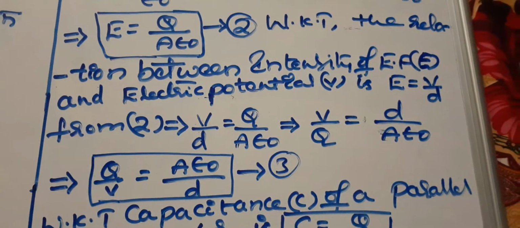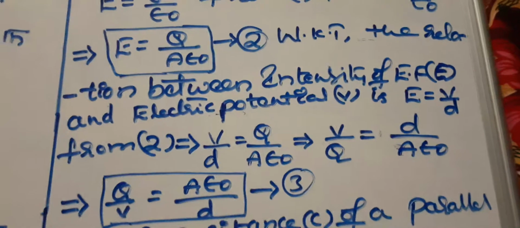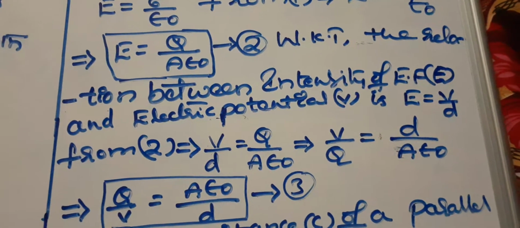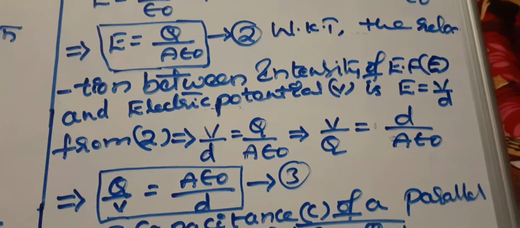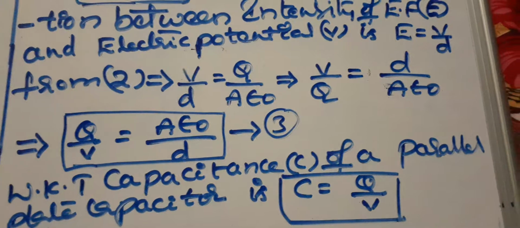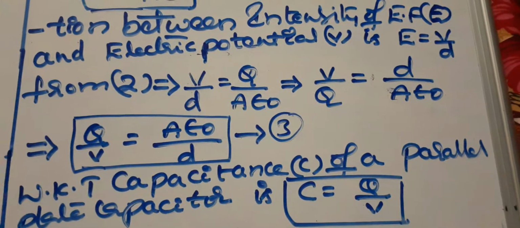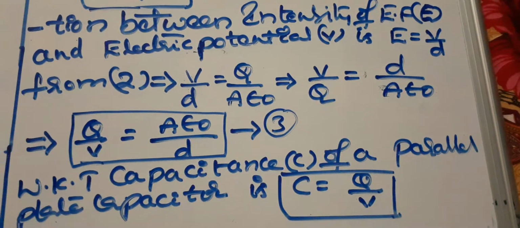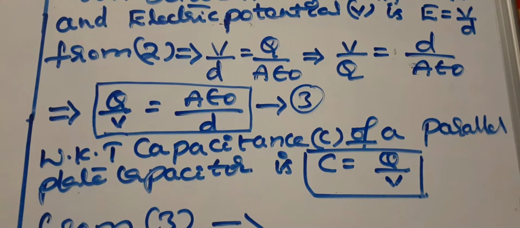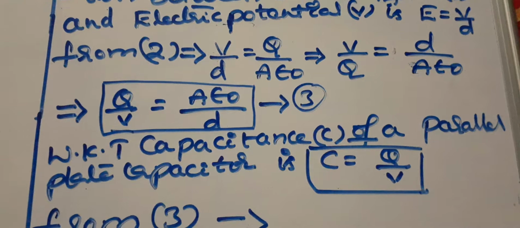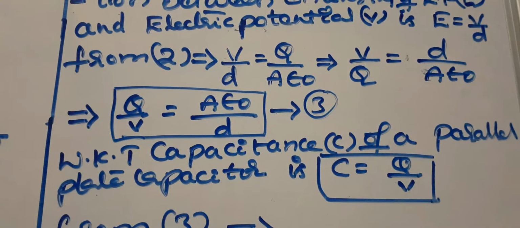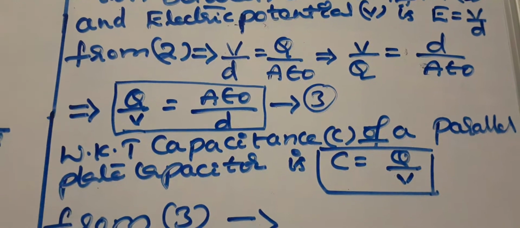From equations 1 and 2 we can write, in the place of E in equation 2, V by d. Then on simplification, we get V by Q equals d by A epsilon naught. Then reversing the numerator and denominator, students, V by Q is written as Q by V, and d by A epsilon naught becomes A epsilon naught by d.